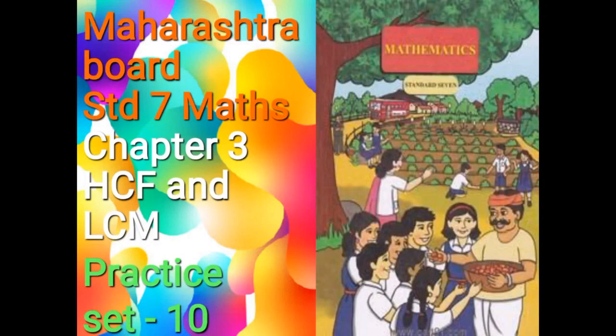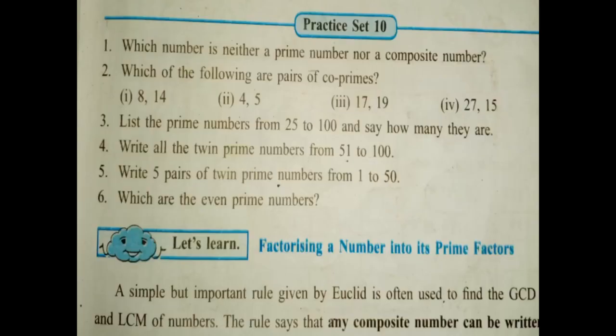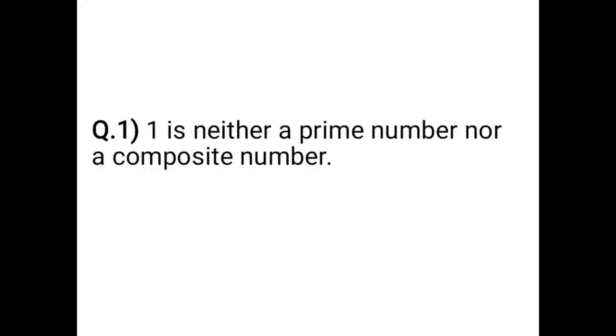Now let us begin practice set 10 on textbook page number 15. First one. Which number is neither a prime number nor a composite number? Correct answer is 1 is neither a prime number nor a composite number. I'll tell you the reason.